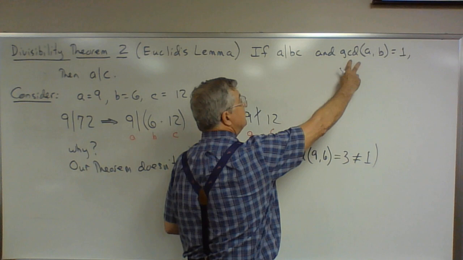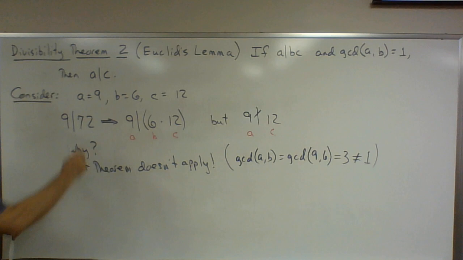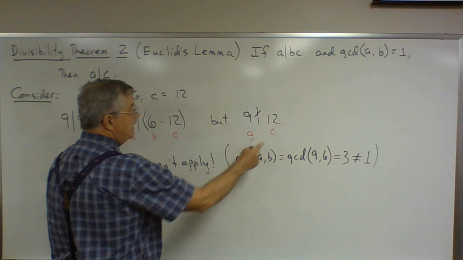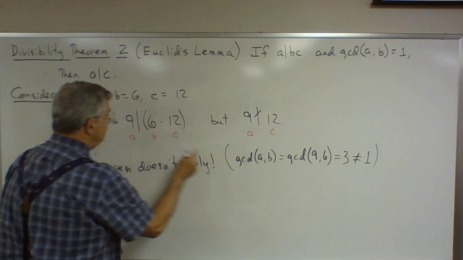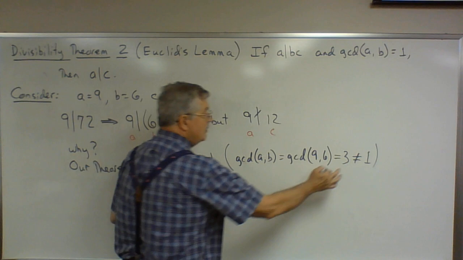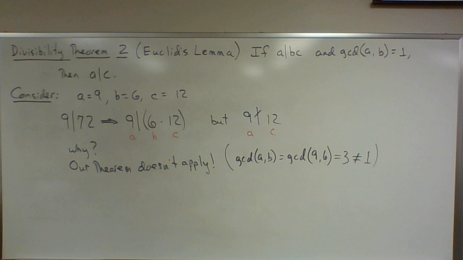And in this case, the conclusion is false. A doesn't divide C. Nothing wrong with our theorem. Our theorem just didn't apply because the greatest common divisor of A and B, 9 and 6, was not equal to 1. Let's look at another example.